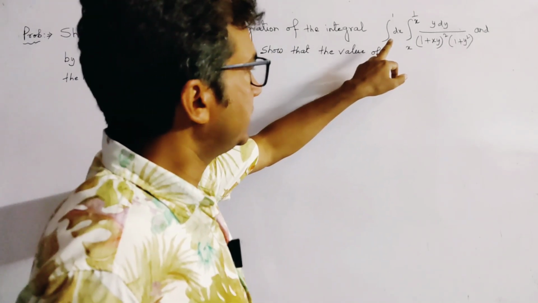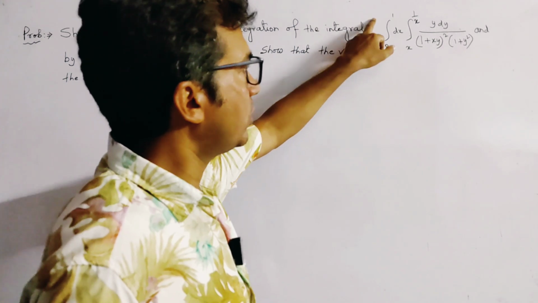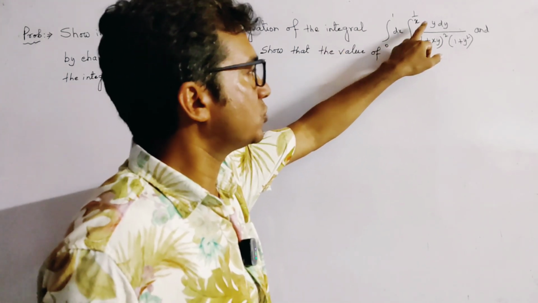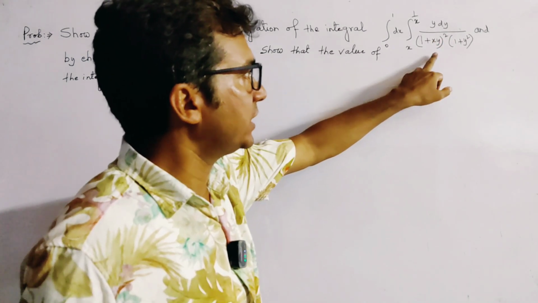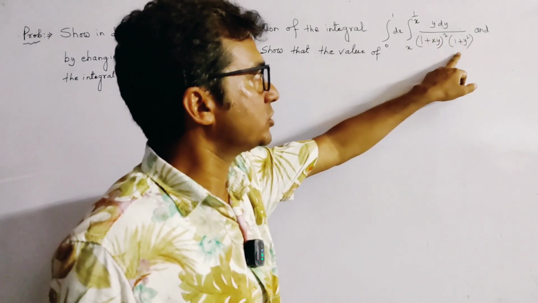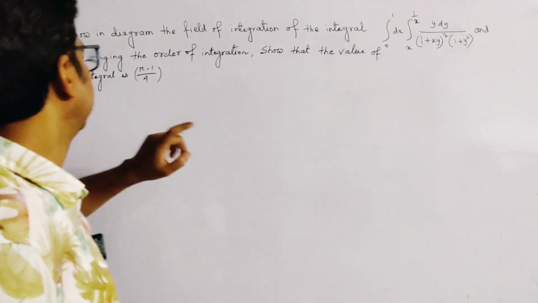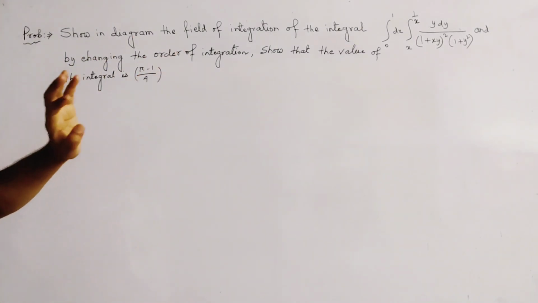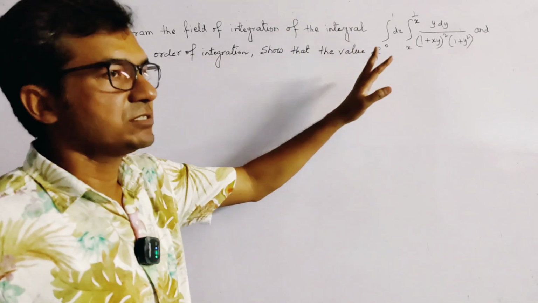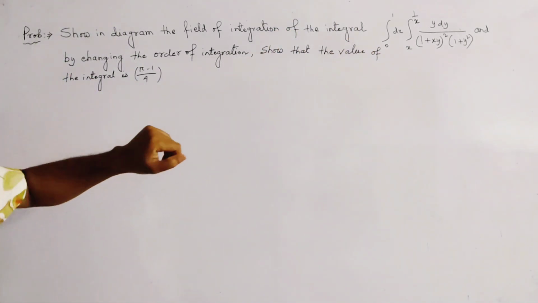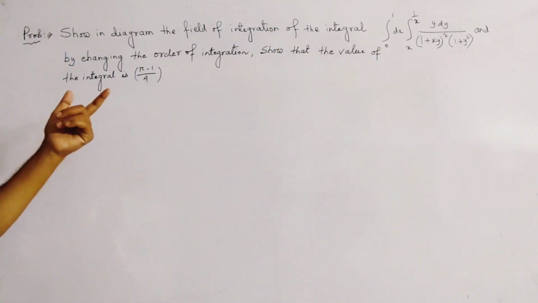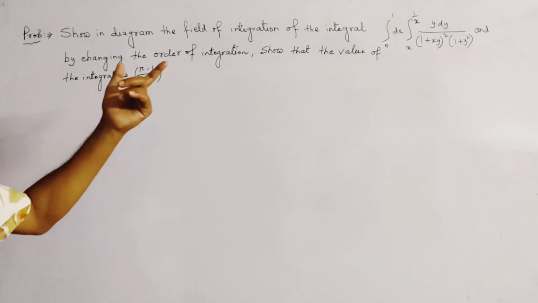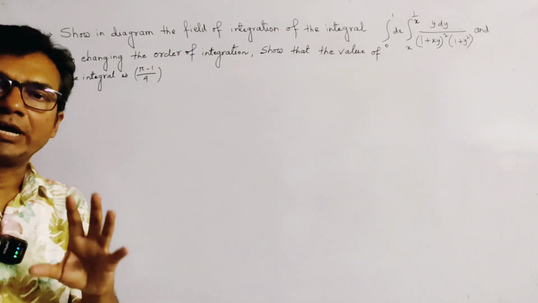The integral is the integral x equal to 0 to 1 dx into the integral x to 1 by x of y dy by (1 plus xy) whole square into (1 plus y square). By changing the order of integration, we have to show that the value of the integration is pi minus 1 by 4. The value of the integration is also given, that is, the answer is given.